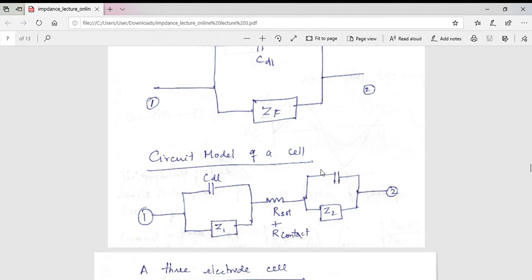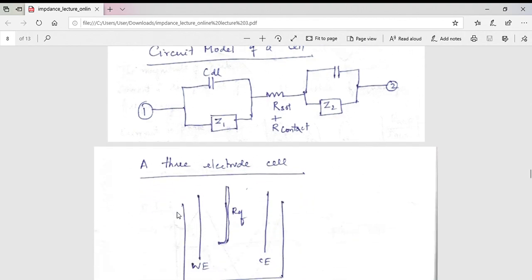Suppose I take a two electrode setup, then you have one for your anode and one for your cathode, or one for your working electrode and one for your counter electrode. In between the electrodes, you have a solution and contact resistance, so they appear here. These are the two terminals of the battery. What happens in a 3 electrode cell?